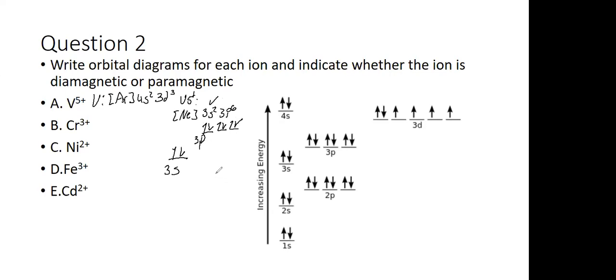So everything is paired up, right? So I do not have any unpaired electrons. That means that this element is not magnetic. So this is a diamagnetic element. Questions on how I did V5+?